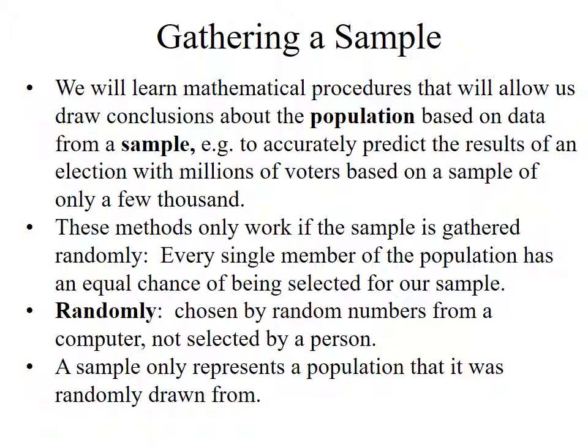If every single voter in the state of Montana has an equal chance of participating in my poll, then hey, my poll is probably going to say something very useful. It will be a representative sample. It'll be able to tell me things about all the voters out there. And by randomly, let me be very specific about this. Randomly means I didn't pick them out myself by a person. They're chosen by random numbers from a computer. And so my sample could only represent the population it was randomly drawn from.